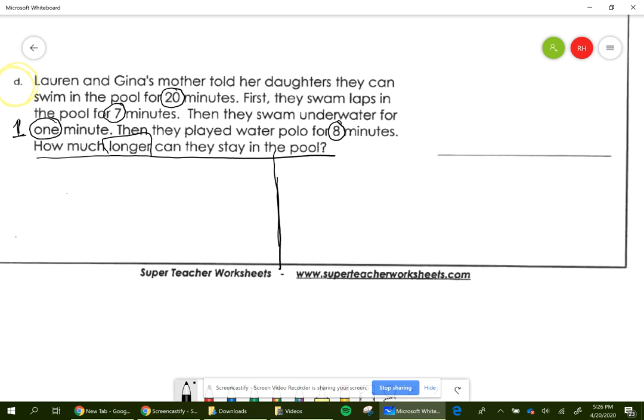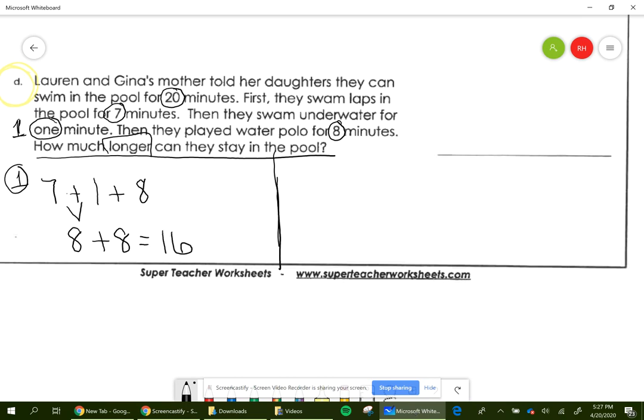So for the first part, I'm going to try to find out how much time they already spent in the pool. I know that they swam laps for 7 minutes. Then I'm going to add to that the 1 minute that they swam underwater. And then I'm finally going to add their water polo game for 8 minutes. Okay, so this is what they've spent so far. So 7 plus 1 is going to be 8. And 8 plus 8 makes a double, so 8 plus 8 I know is 16.